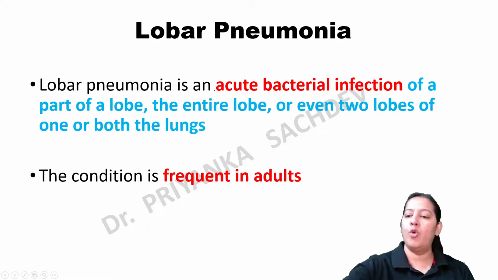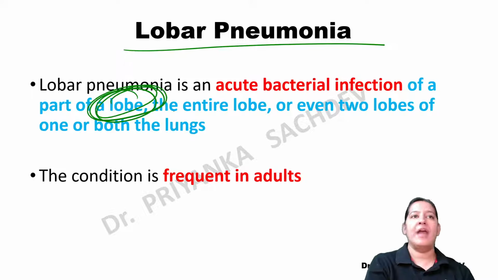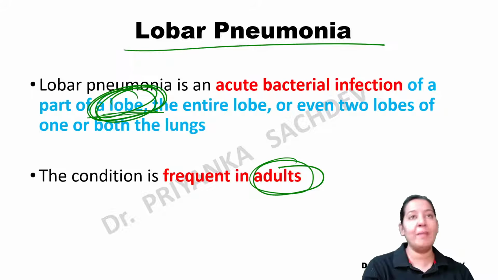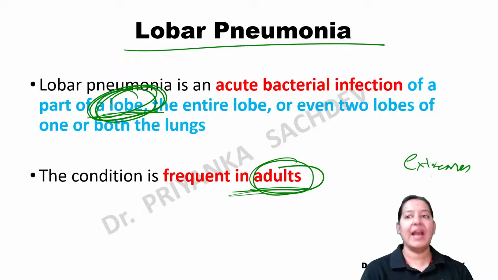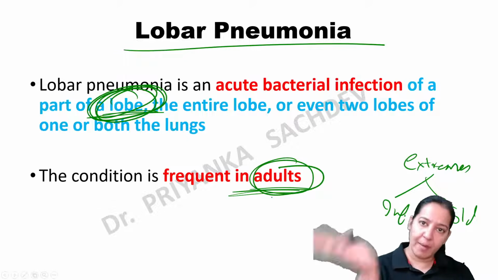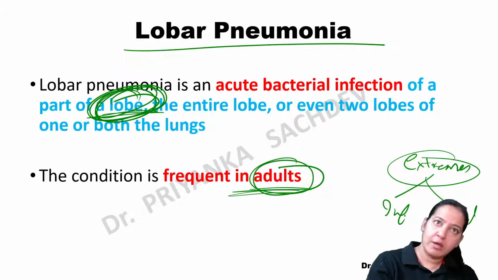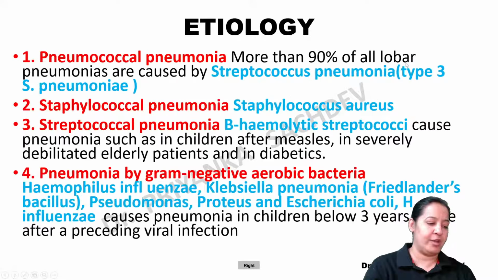Let me explain lobar pneumonia. As I have told you, the entire lobe is involved. It is frequent in adults. In lobular pneumonia, the entire lobule is involved, and lobular is not common in adults. Lobular is common at extremes of age, that is either in infancy or in old age, not in adults. So lobar is common in adults, lobular is common at extremes of age. In lobar, the whole lobe is involved, that's why diffuse consolidation. In lobular, the lobule is involved, that's why patchy consolidation. Give me a thumbs up.